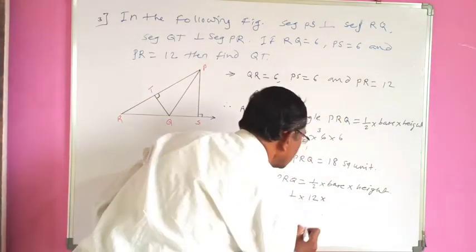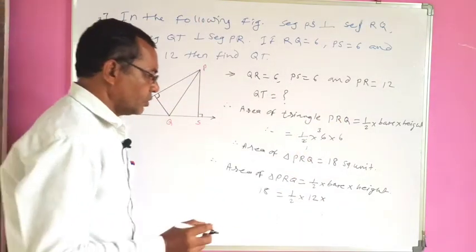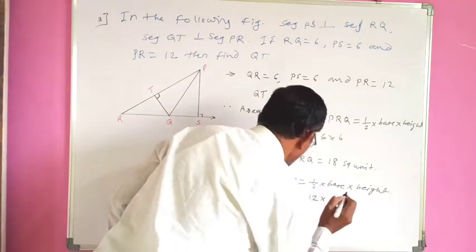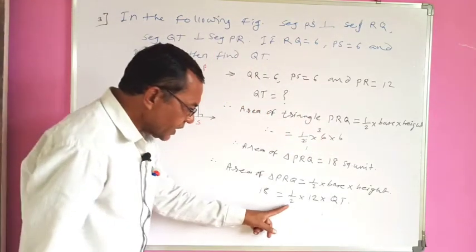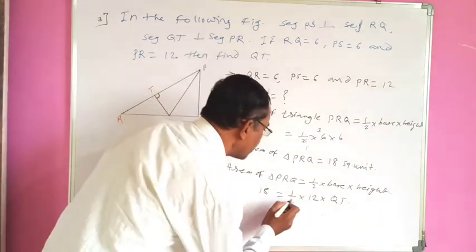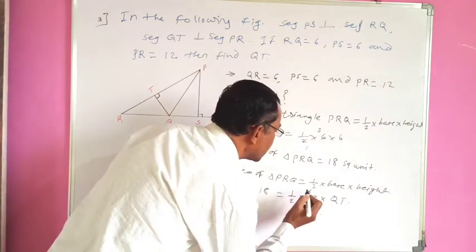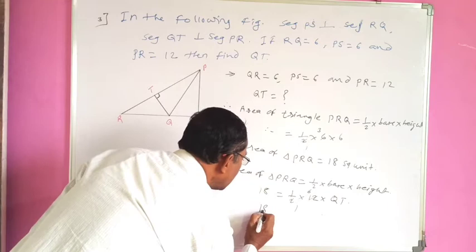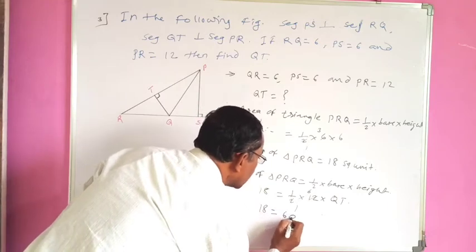Here, 12 into height, that is QT here. I will write QT. Okay. Now I will cut by 2 this 12. 2 1s are 2 and 2 6s are 12. That is 18 is equal to 6 QT.